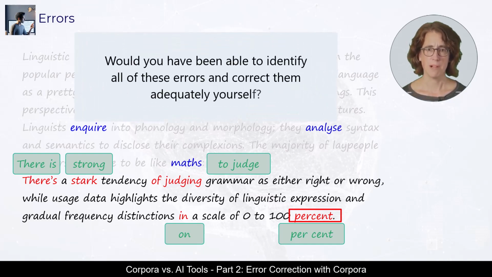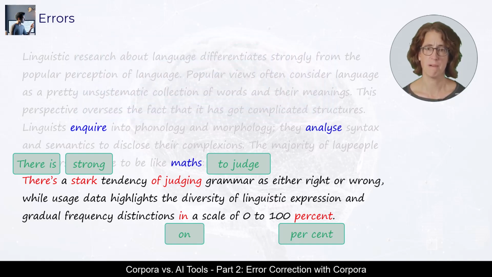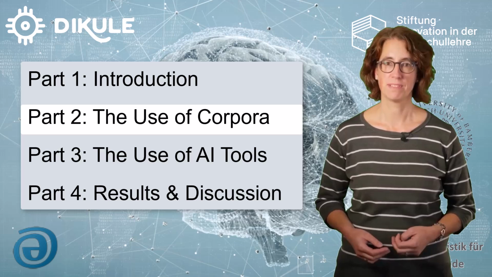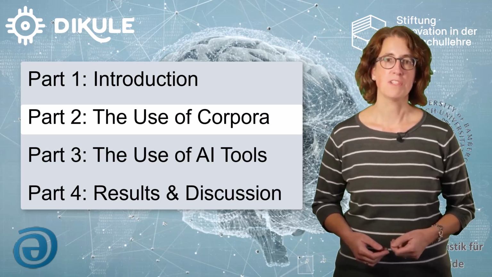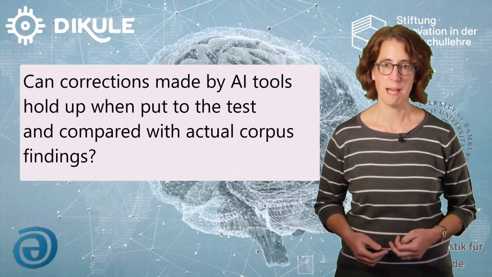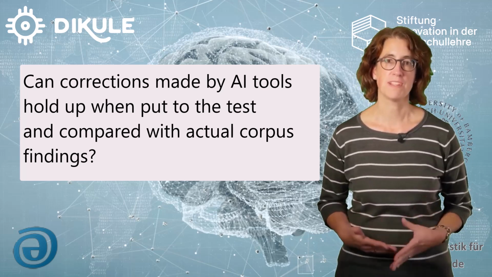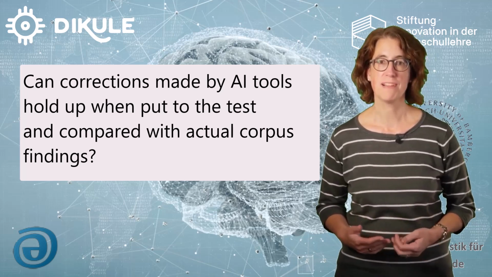Would you have been able to identify all of these errors and correct them adequately yourself? You have now seen how you can use a corpus to quickly check whether or not a certain word or expression can be categorized as an error, as well as to find suitable alternatives. But back to our original question. Can corrections made by AI tools hold up when put to the test and compared with actual corpus findings?